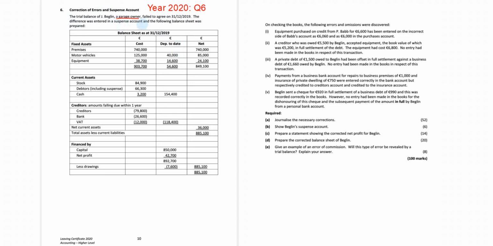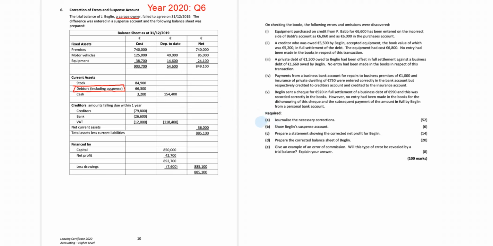So the difference was entered into a suspense account and the following balance sheet was prepared. So the first thing you do is we look at what is including the suspense account. And this will come into play when we're looking at the corrected balance sheet of Beglin, and it might also come into play when you're looking at the suspense accounts and some other bits and pieces. It's just we need to know that. So we're given everything else as normal. We have cost, depreciation, net for fixed assets, we have current assets, we have current liabilities, and we have our finance by part. So that should all be okay here now. So we can just look at some of the questions and then go through the adjustments.